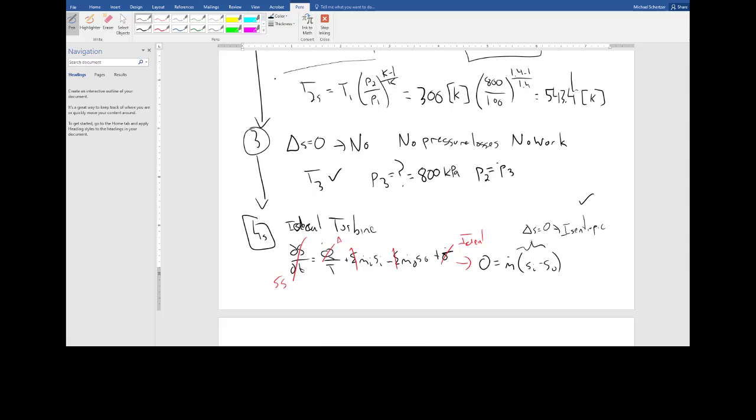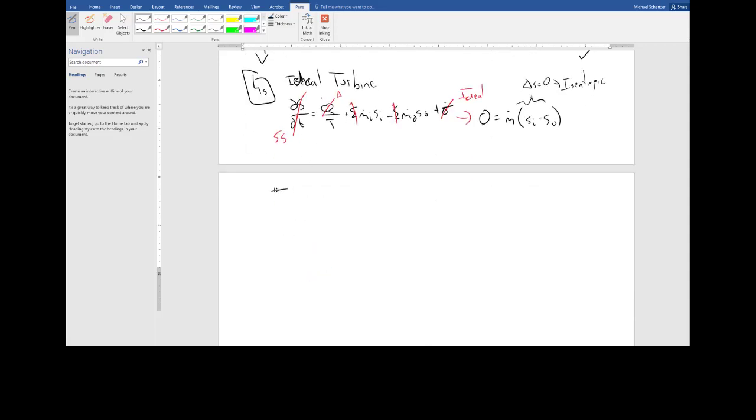That means I can use this equation again, but the states are different, right? So here I'm trying to find T4, so I always put the one I'm trying to find on top. T4, I could call it T4S, divided by T3 is going to be equal to P4S over P3 to the power of (k minus 1) over k. Or T4S is equal to T3 times (P4S over P3) to the (k minus 1) over k.